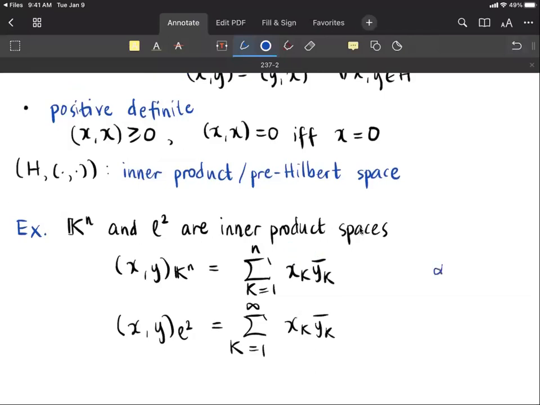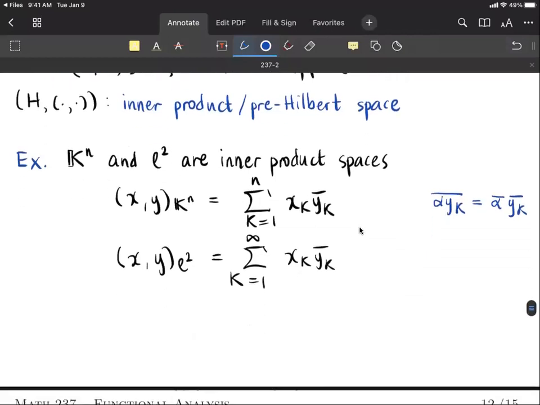What you know in complex numbers is that the conjugate of the product is the product of the conjugates. So that's why in the first property you only have anti-linearity or conjugate linearity with respect to the argument y. And you can extend this into sequences. So recall that L2 is the space of all sequences, say x.